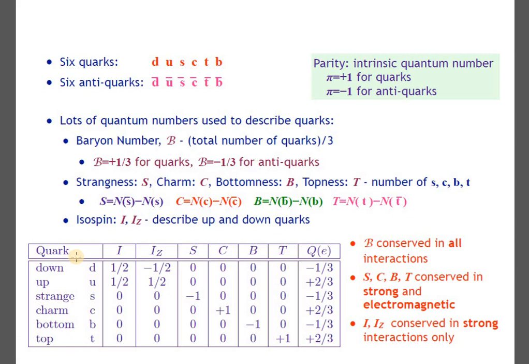What is important to note is that the baryon number B is conserved in all interactions, and these four numbers, the number of s quarks, c quarks, b quarks, and t quarks, are basically the difference between the number of quarks and antiquarks. Yes, they are conserved in strong and electromagnetic interactions. And we already know previously that I and IZ are both conserved in strong interactions.